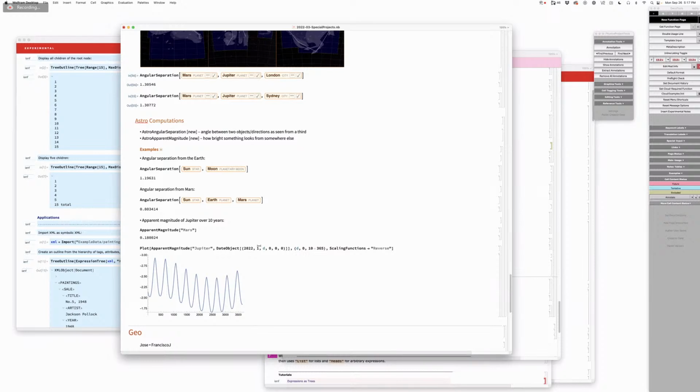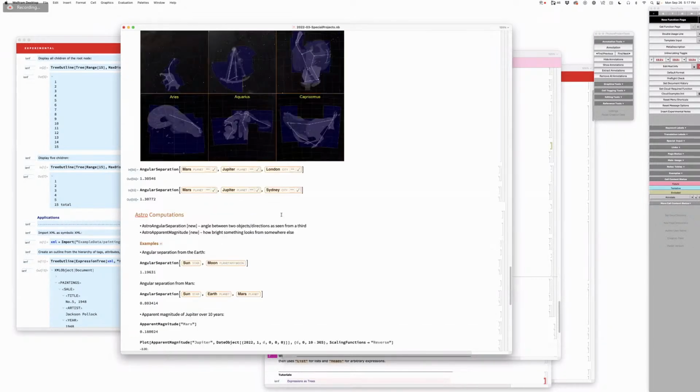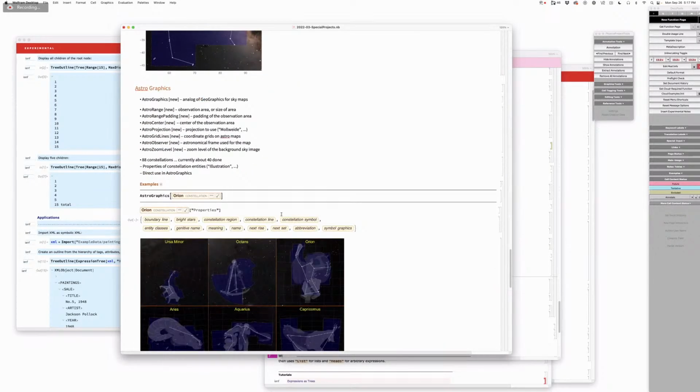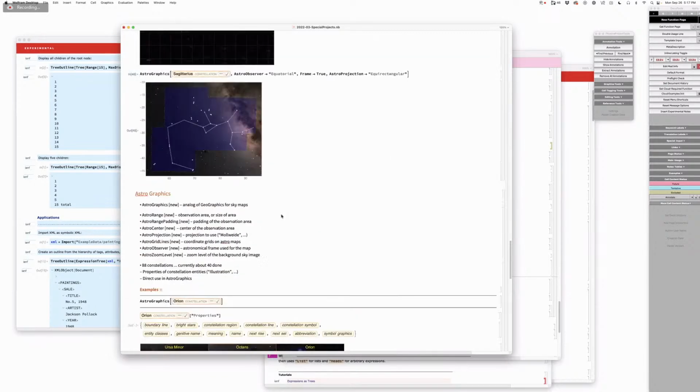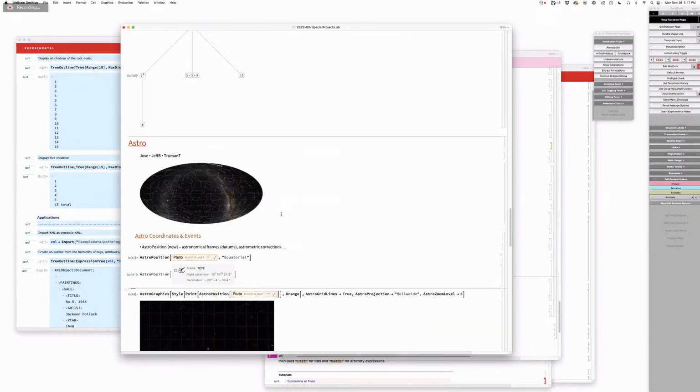Well, this is making my day. This is really cool stuff. I want to see it. So you're saying, can I get a picture of what the sky looks like from the surface of the moon, for example? Is that easy to do?